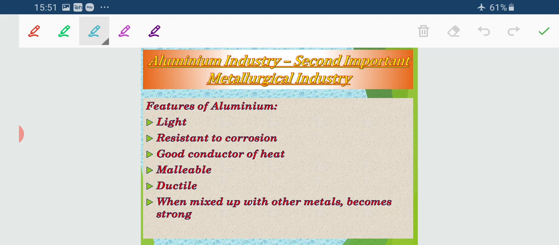Now we already have studied about the features of aluminium. Once again, it's just a repetition of it, when we discussed the metal that is extracted from bauxite ore, and what the features of aluminium are. Aluminium is lightweight, resistant to corrosion, and a good conductor of heat. It can easily be shaped into a sheet, and even turned into a wire. So malleability and ductility are the two other properties, and when mixed with other metals it becomes strong. That means it increases the tensile strength of that metal. So these are the features of aluminium.